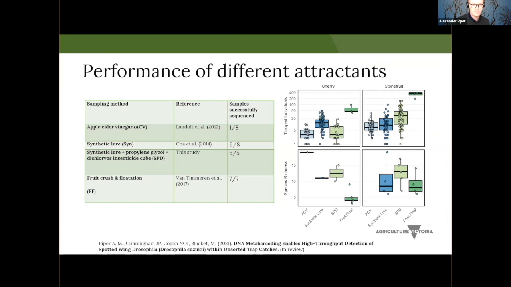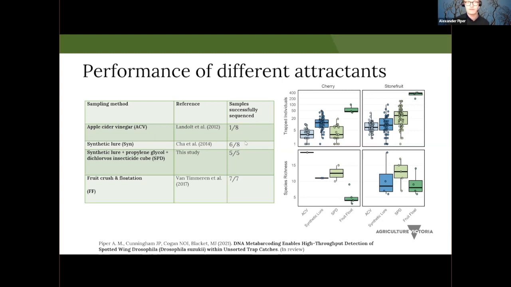So first off, in terms of results, I used a couple of different attractants I was testing. The first one was apple cider vinegar, which is basically the standard cheap approach used for surveillance in North America. However, one thing I found with this, looking at the samples successfully sequenced column, is that only 1 out of 8 samples produced a sequenceable amplicon. And then with the synthetic lure, only 6 out of 8 samples produced a sequenceable amplicon.